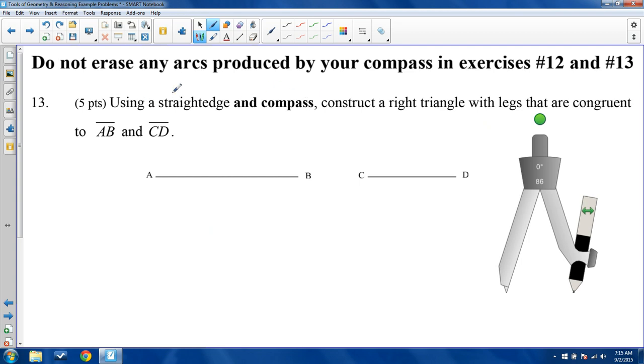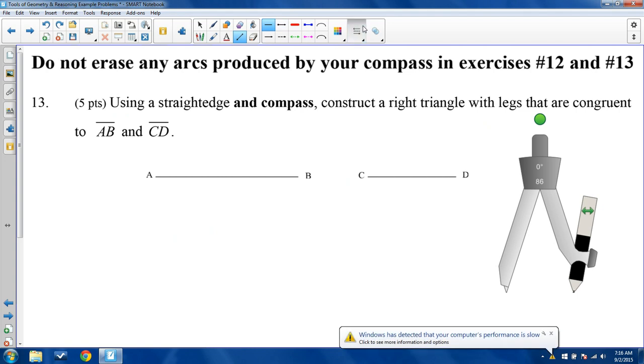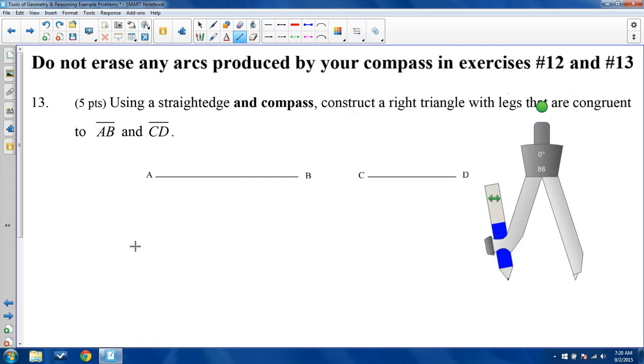Okay, the last one is we need to create a right triangle with legs that are congruent to segments AB and CD. Now, a right triangle with legs, meaning these will be the two shorter sides, and the hypotenuse will just be made from what we use here. Now, this isn't maybe something that you've done yet, at least according to my videos here. So I'm going to start by making a really long line segment. You would do this with your straightedge.